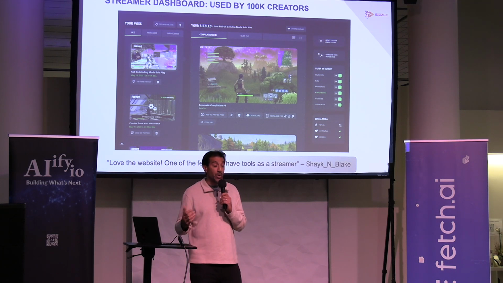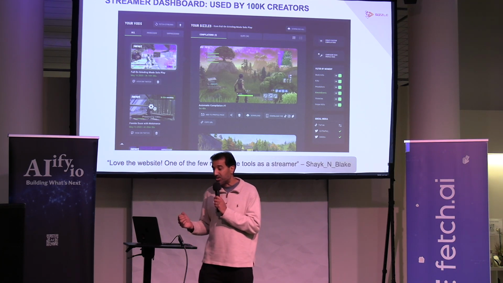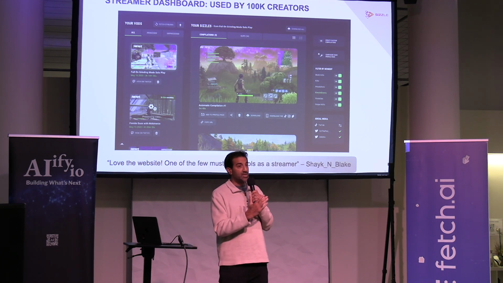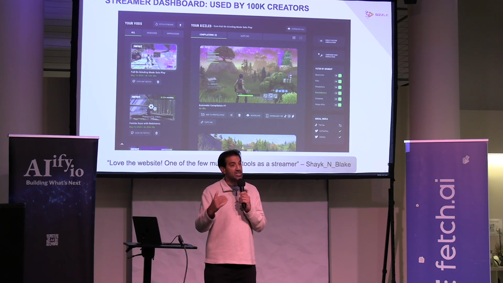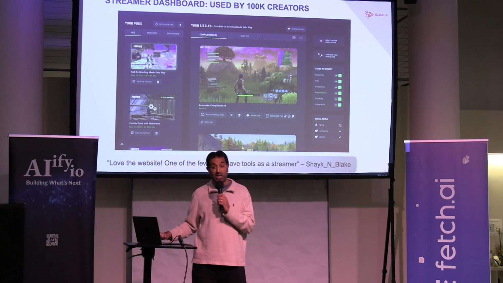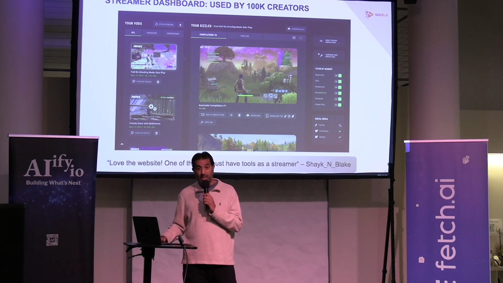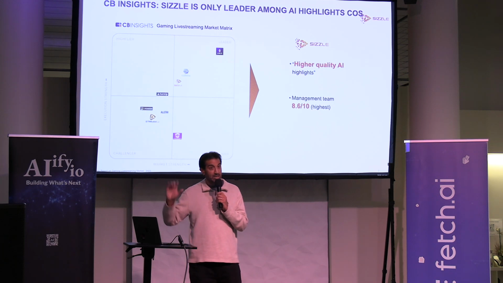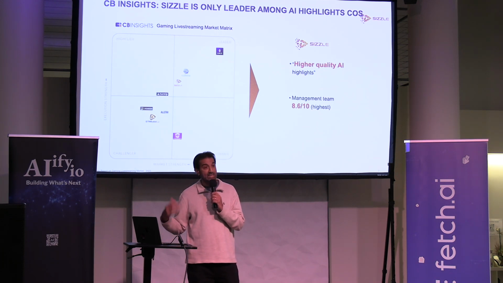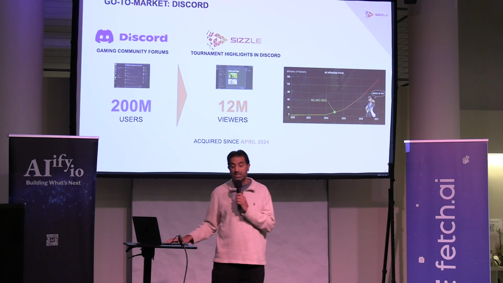Here's our streamer dashboard. It's used by 100,000 creators. On the left is their streams from Twitch and YouTube. In the middle is our output, both clips and compilations that they can review, and then one-click share to social media. And for a lot of streamers, it is a must-have tool. CB Insights actually put us in the top right quadrant because they said our AI was better than competitors and our management team scored the highest.